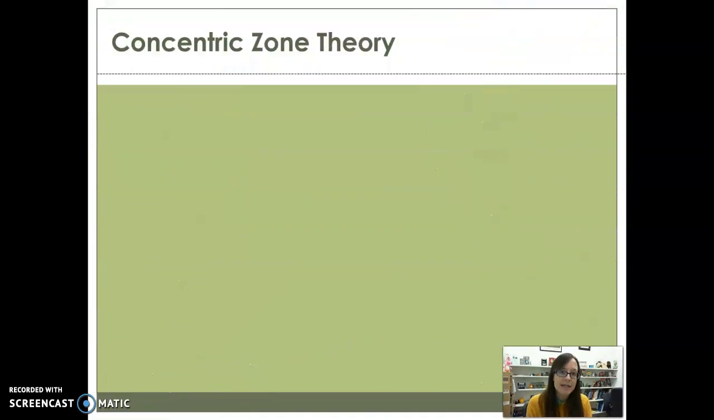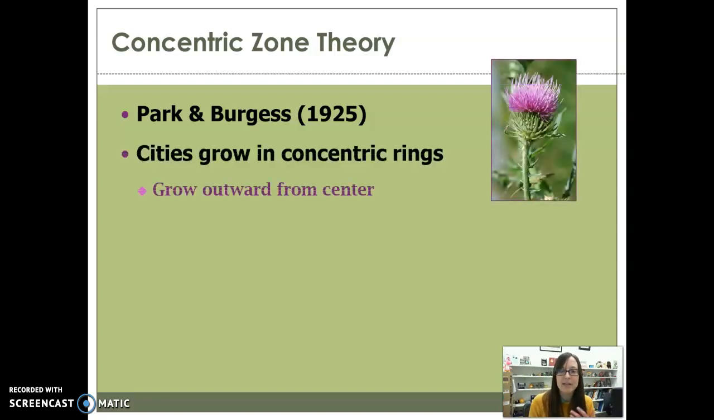And so related to where social disorganization theory developed from was concentric zone theory. This came out in 1925, Park and Burgess, and they basically said that cities grow in concentric rings. So they grow outward from the center, and each zone gradually invades and dominates the adjacent zones with an overall growth outward in more or less a circle.